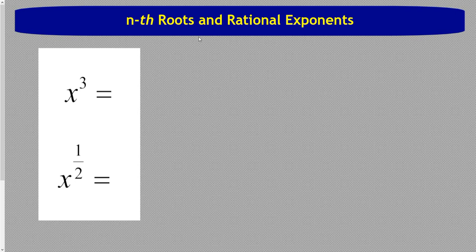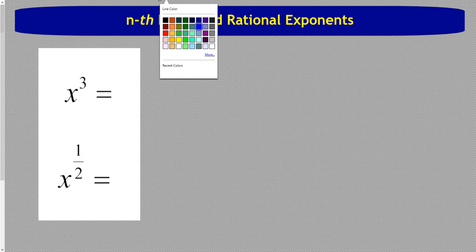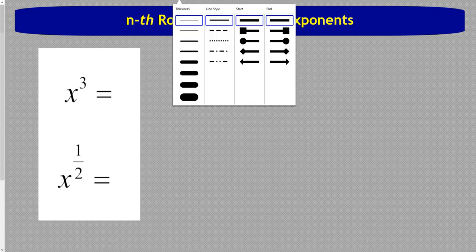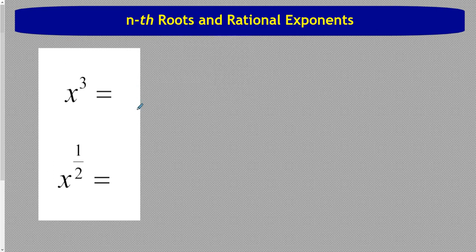Okay, today we're going to talk about nth roots and how they pertain to rational exponents. So, we've all seen x cubed before, x to the third power. How could we write that out if we wanted to write it as an expanded expression as opposed to with an exponent? Well, basically, what does it mean? So x cubed means we're multiplying x by itself 3 times, right? Hopefully we're all familiar with that.